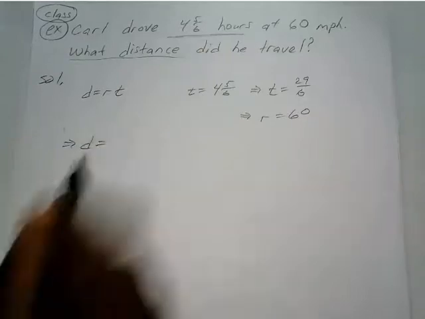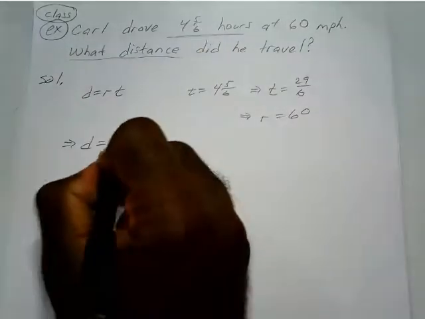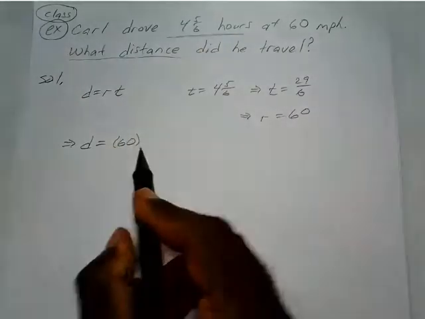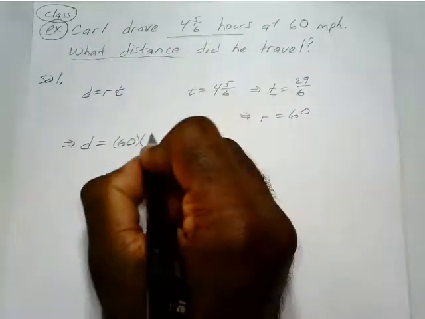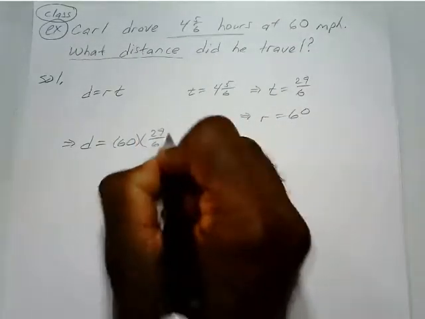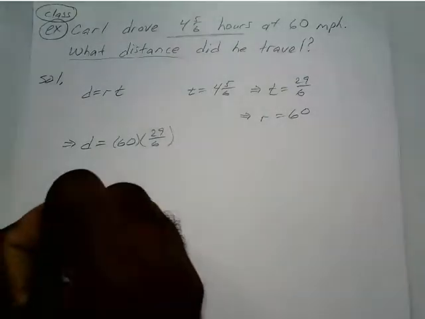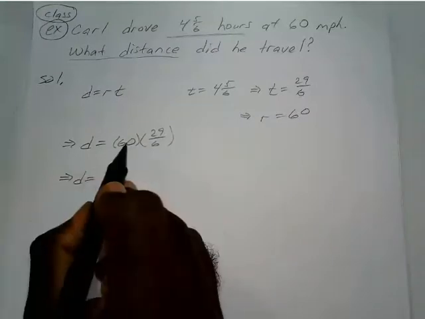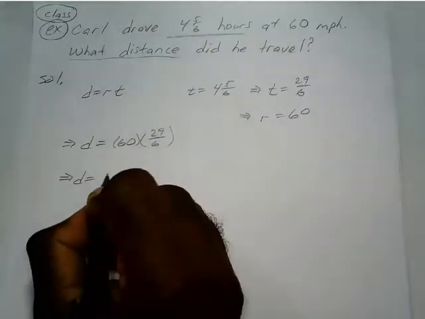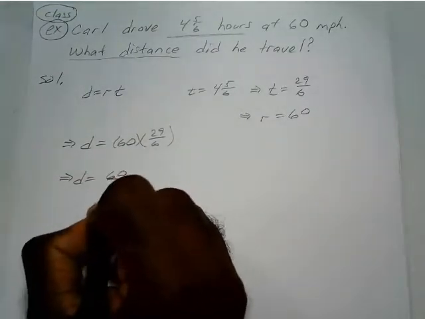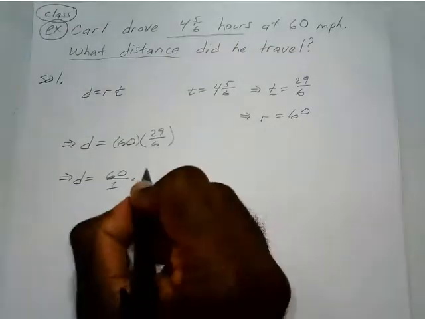So distance equals the rate, which is 60, times the time, which is 29 over 6. Now remember what we did before. 60 is just 60 over 1. So we can make that 60 over 1 times 29 over 6.